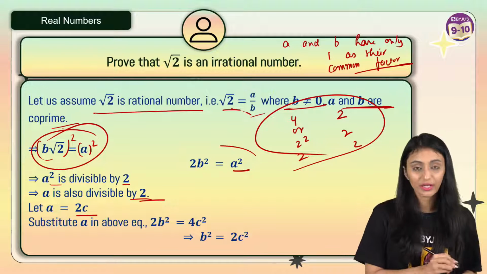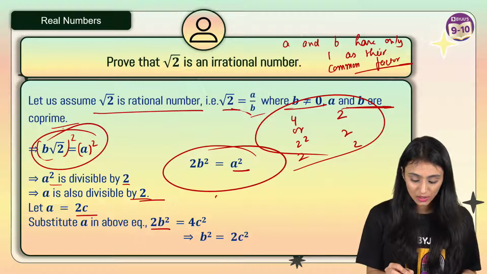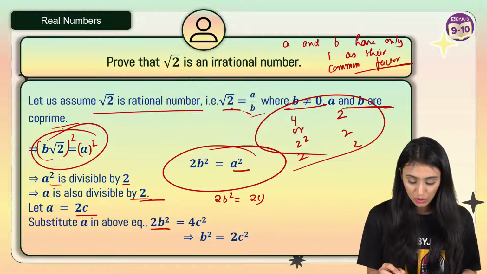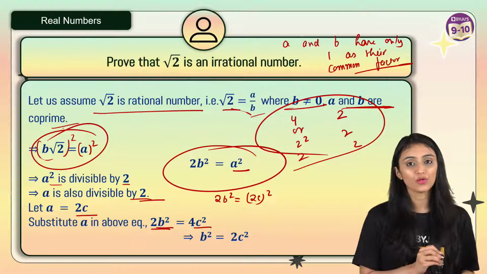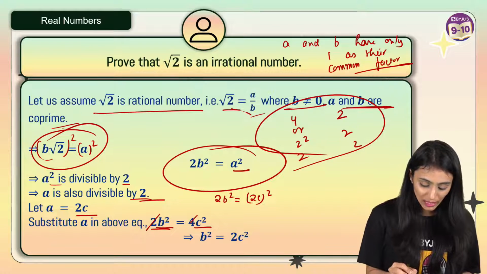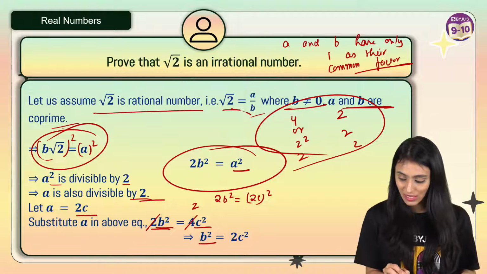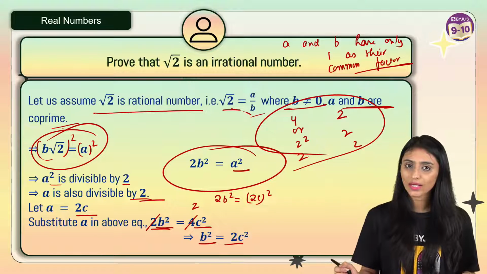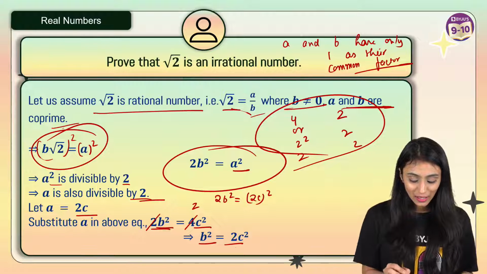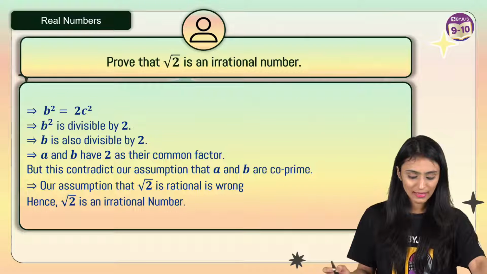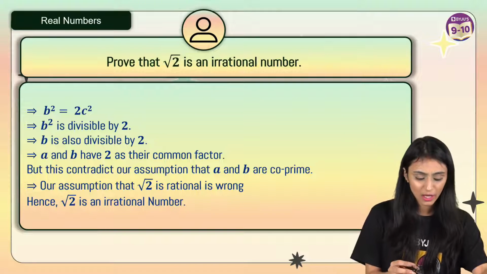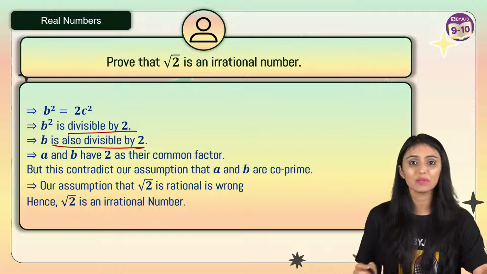Okay, so let's suppose A is 2c. So I'm going to put it here. A is 2c, so 2B square equal to 2c whole square. That's going to be 2B square equal to 4c square. Now this gets cancelled out, 2 times 1, 2 times 2. We can say that B square is equal to 2c square. What does it show? Here you can see that 2 divides B square. That means it divides B as well. So B square is divisible by 2. That means B is also divisible by 2.